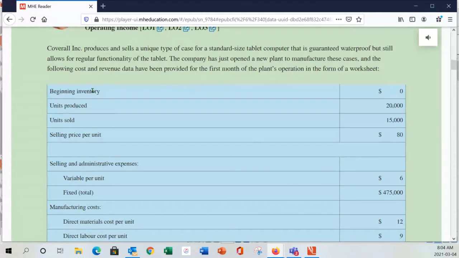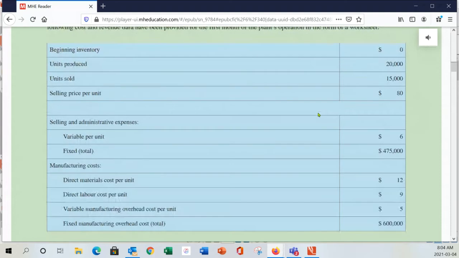As you'd expect, it's the first month of operation, which implies that they haven't made anything yet. Units produced, units sold, selling price per unit. I'm not sure that beginning inventory is units or dollars, but it doesn't matter. It's still zero. They produced 20,000 units. They sold 15,000, so that means they have 5,000 left.